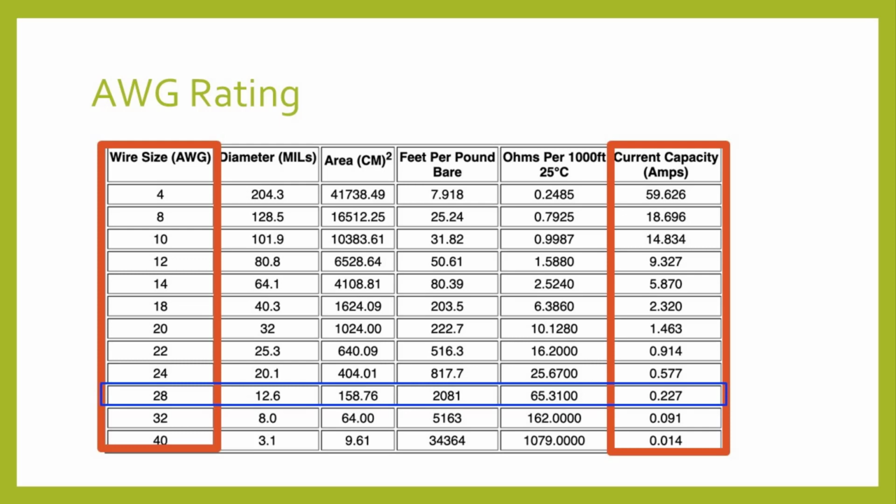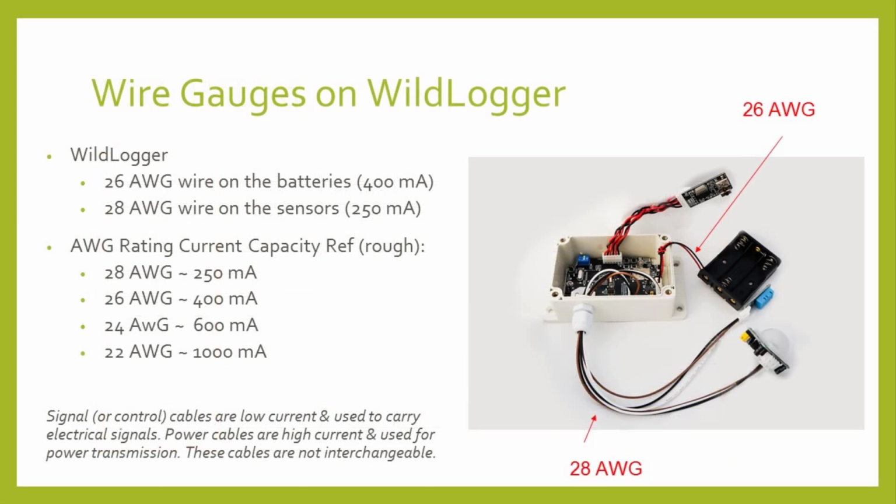Interestingly, in some cases, the limiting factor to how big the battery or solar panels are comes from the cable's wire gauge, which determines the current carrying capacity. For the WildLogger, we're using 26 AWG for the batteries, which has a current capacity of 400 milliamps. On the sensors, we're using 28 AWG, which has a current capacity of 250 milliamps. In general, for signal cables, 28 AWG is normally fine since they won't carry a lot of current. For battery or power cables, you'll need to understand the current carrying requirements to figure out the wire gauge.